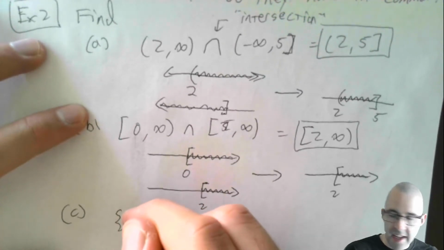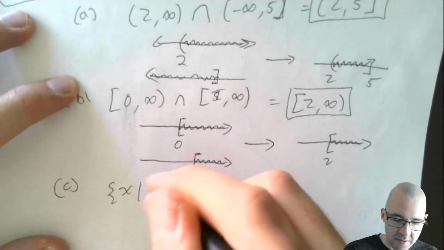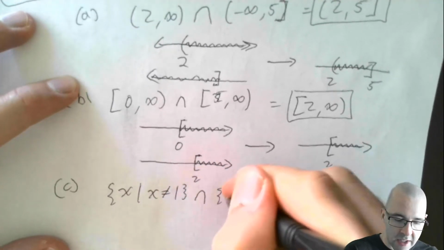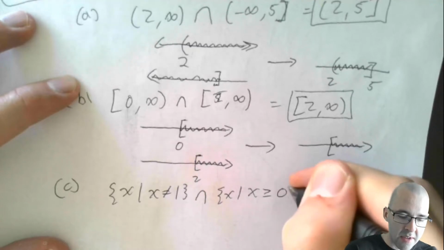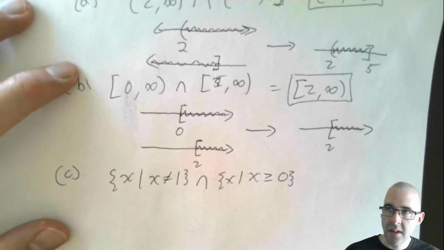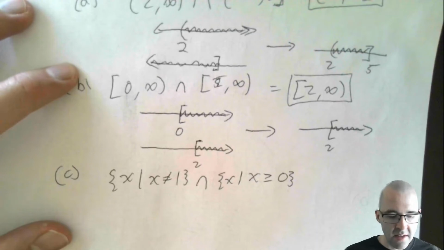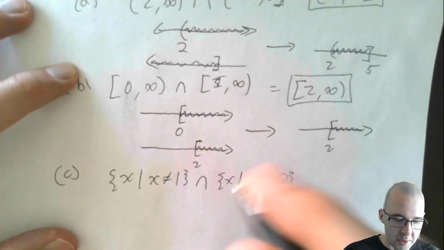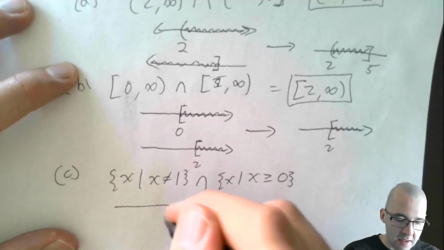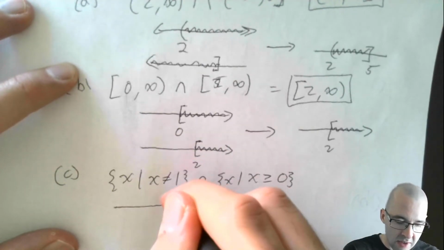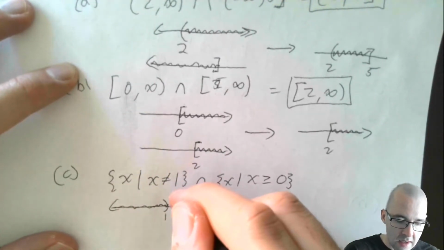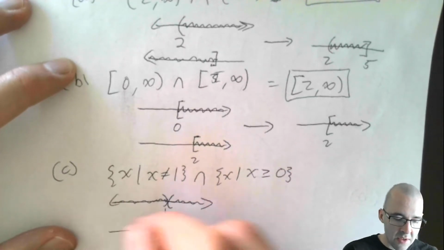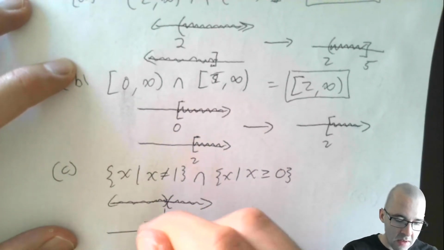The set of all x, we're going to use set builder notation here, such that x is not equal to 1, is going to be intersected with the set of all x such that x is greater than or equal to 0. We can solve this the same way. Let's get a number line. The first one is everything except for 1. That's everything less than 1 and everything bigger than 1. The second one is just everything bigger than or equal to 0.